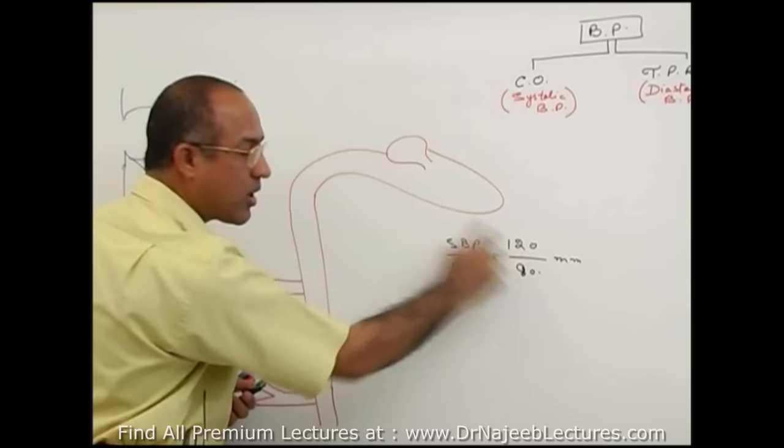So phenoxybenzamine and phentolamine are not good. But prazosin, terazosin, doxazosin are good. Why? Because they block alpha 1 but they do not block alpha 2. And if they do not block alpha 2, what will happen? The sympathetic nerve ending will not overfire. So this type of tachycardia will not be produced. Am I clear to everyone?